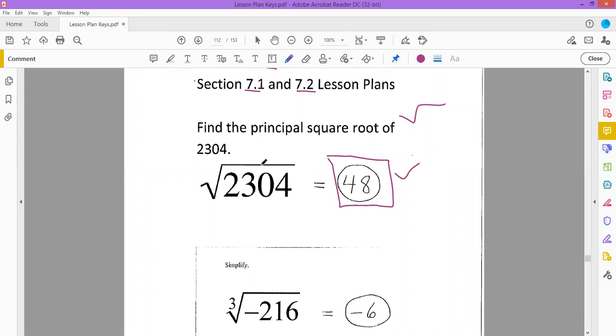Now, what does the square root mean? The square root is actually the opposite of squaring a number. So me squaring x is the opposite of me taking the square root of x.